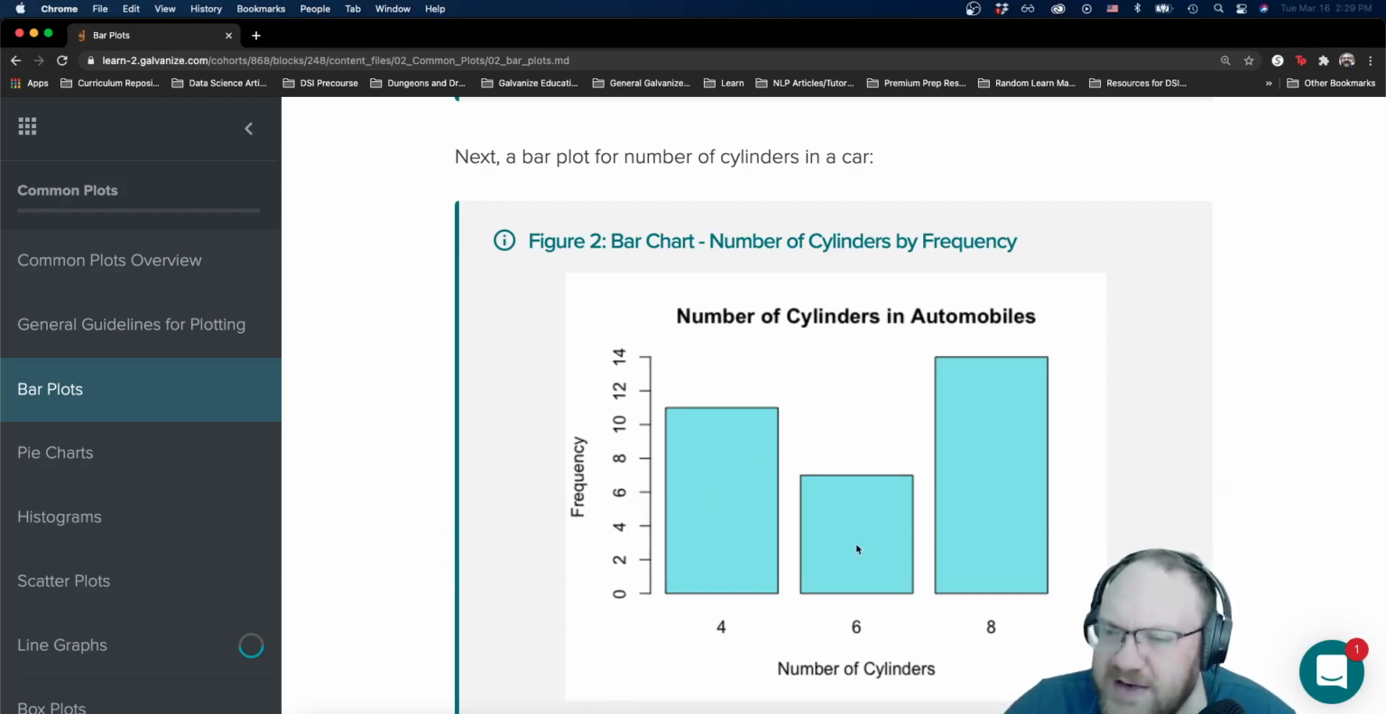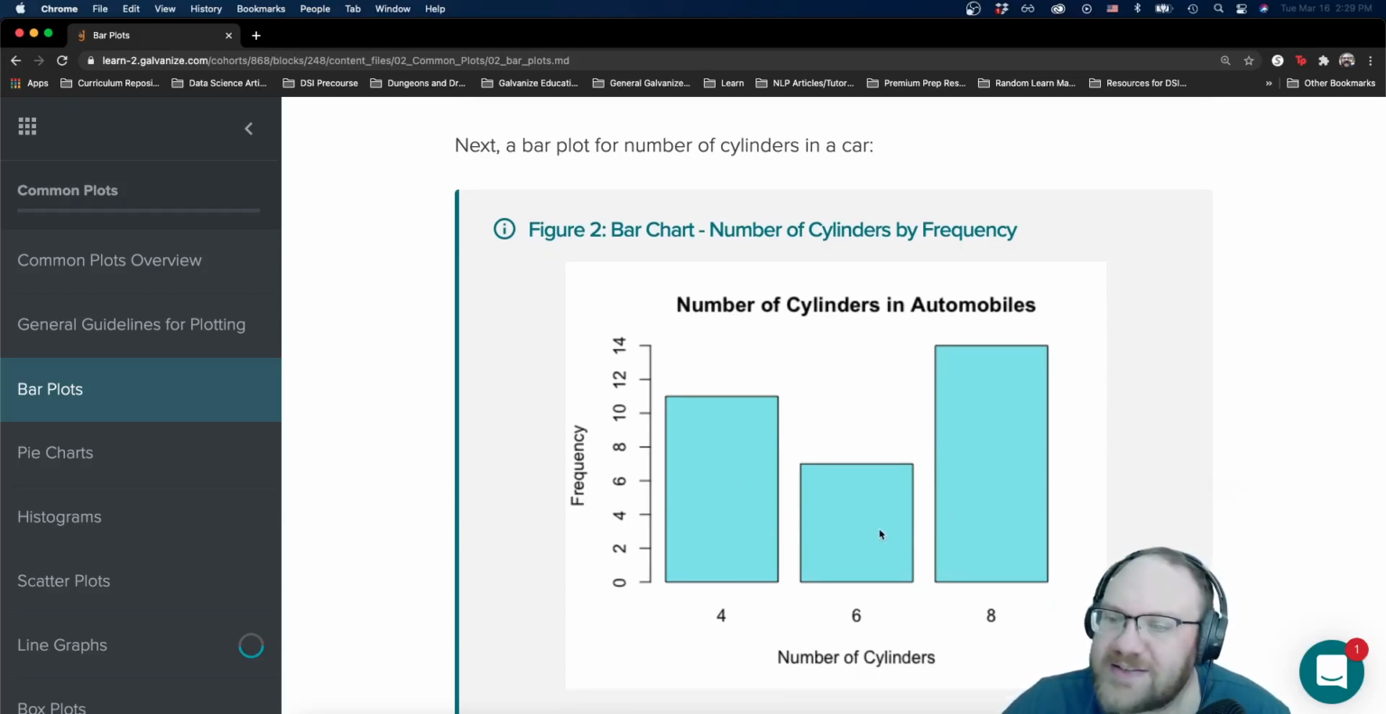This looks like a data set that had, let me see, it looks like I got 11 plus 7, that's 18, and 14. So this is a data set that had 32 cars. Looks like 11 of those cars had 4 cylinders. 7 of those cars, I draw a sort of imaginary line over here, 7 of those cars had 6 cylinders, and 14 of those cars had 8 cylinders, right?